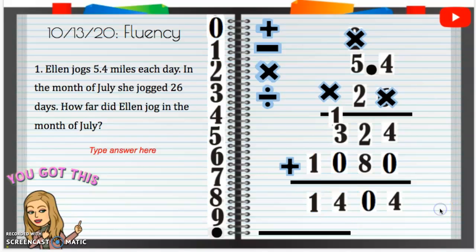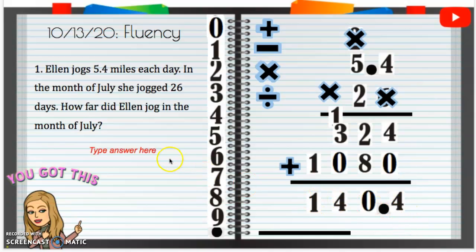Now, is my answer 1,404 miles? No. What do I need to do? What did we forget to do? We need to see where that decimal goes. So this decimal point, it goes in just one time. And there's only one decimal, so we're just going to go in one time. There it is. That's our answer.